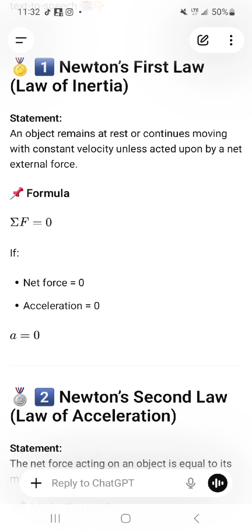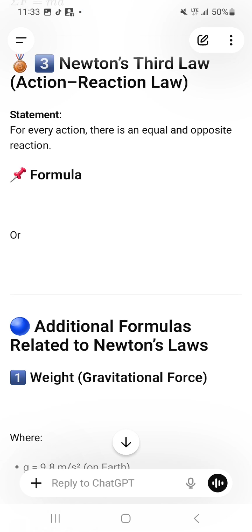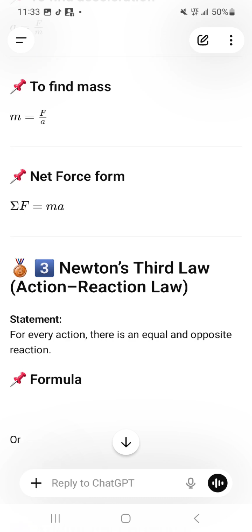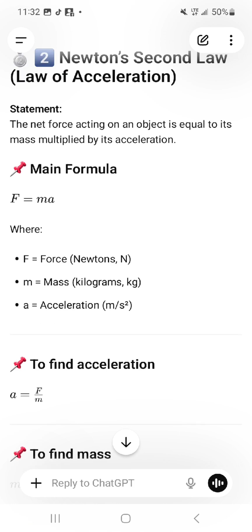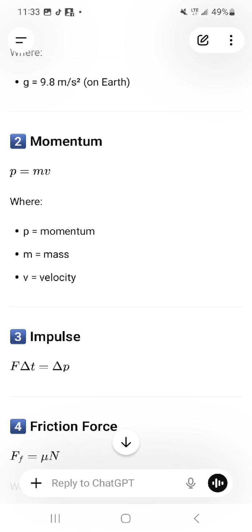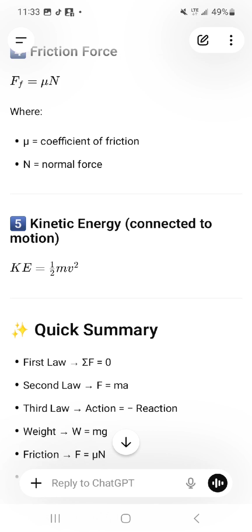That's all for Newton's laws of motion. Remember, the first law tells us about inertia. The second law tells us about force and acceleration. And the third law tells us about action and reaction. If you understood this, you can now solve motion problems easily and explain them clearly.